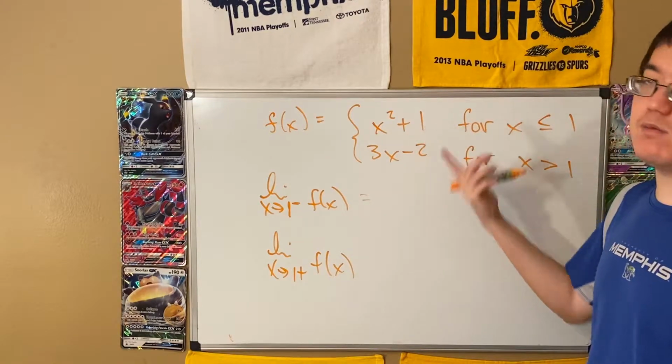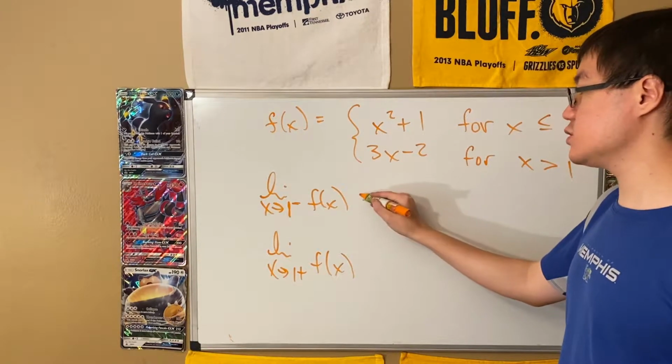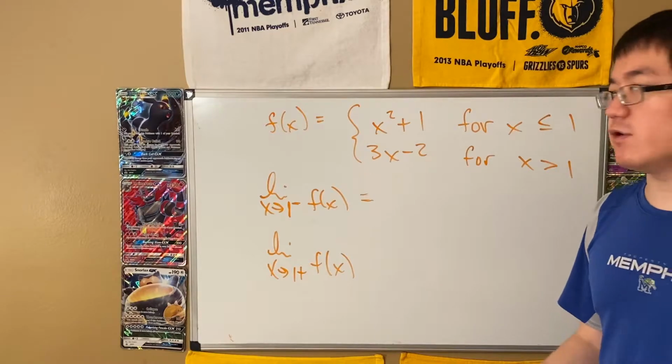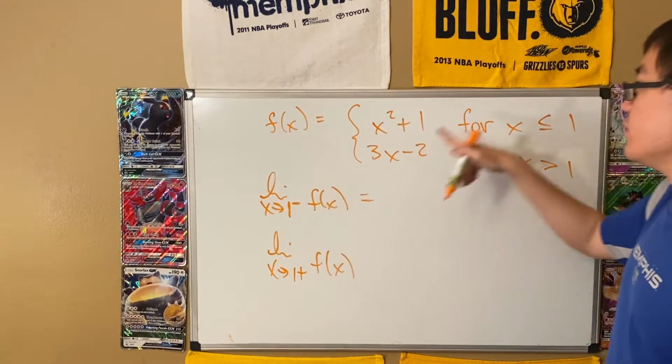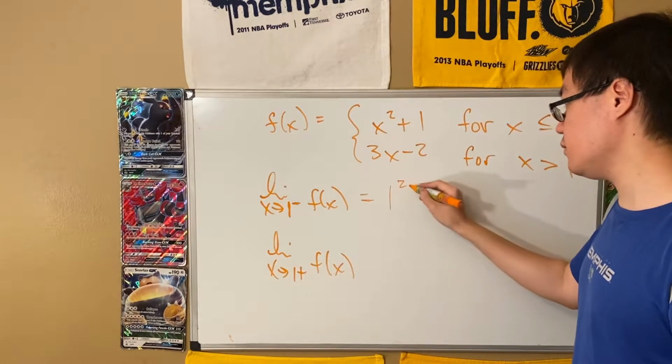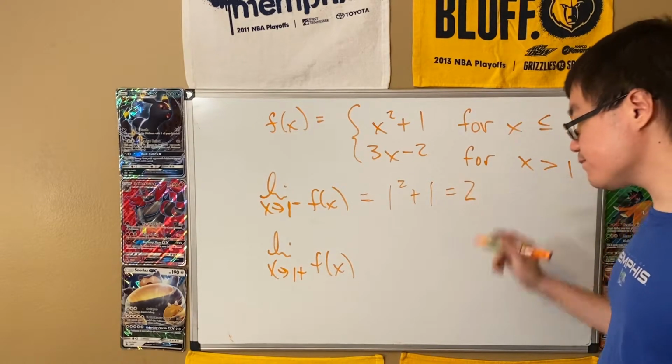Well, all you do is you plug in 1 into the function, but you just choose the appropriate function. Again, we're doing the top one because we're going from the left, and that's less than. So it's going to be 1 squared plus 1, so that's 2.